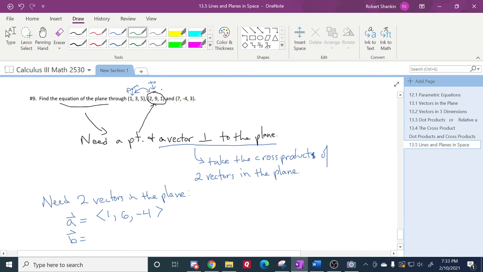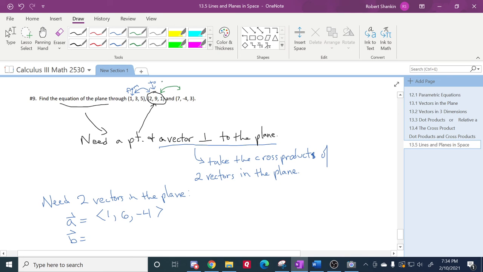From (1,3,5) to (7,4,1). 7 minus 1, minus 4 and 1. 3, sorry. All right, so I'm going to choose between these 2 points here. So that'll be my point in the plane that I'm going to use, and I'm going to emanate 2 vectors out from it, or that include it, and it doesn't really matter, as long as they're in the plane.